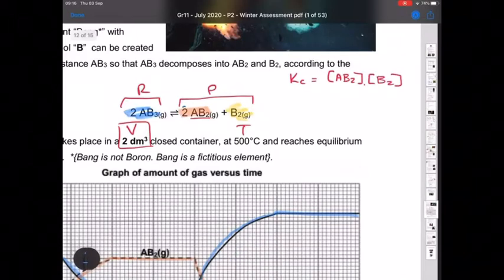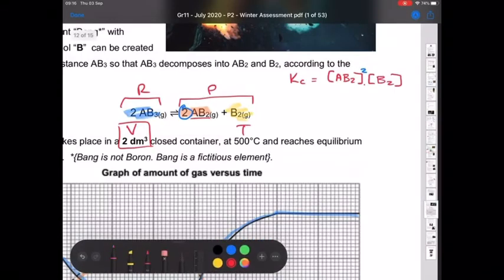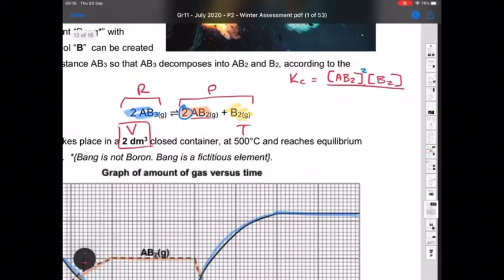There is a 2 over there, so you need to have a squared over there. Okay, and then the ratio of reactants, the only reactant is AB3, so the concentration of AB3. How many AB3s have we got?